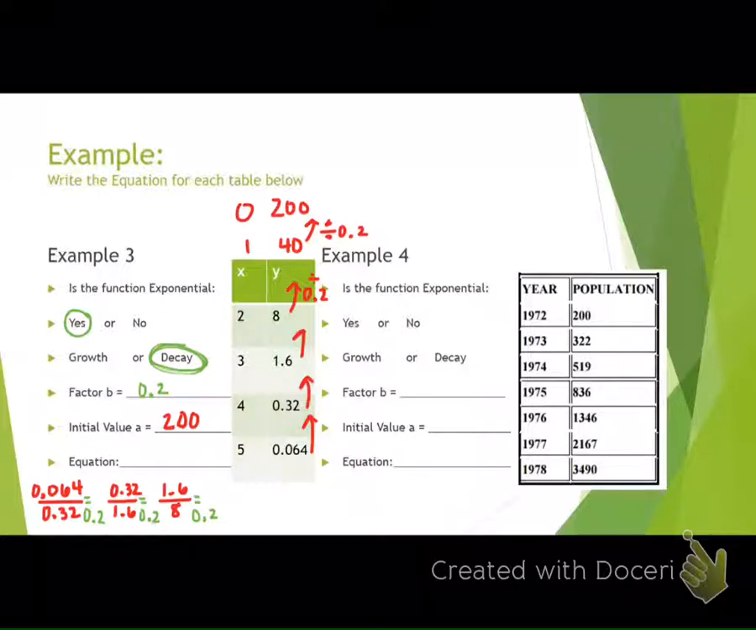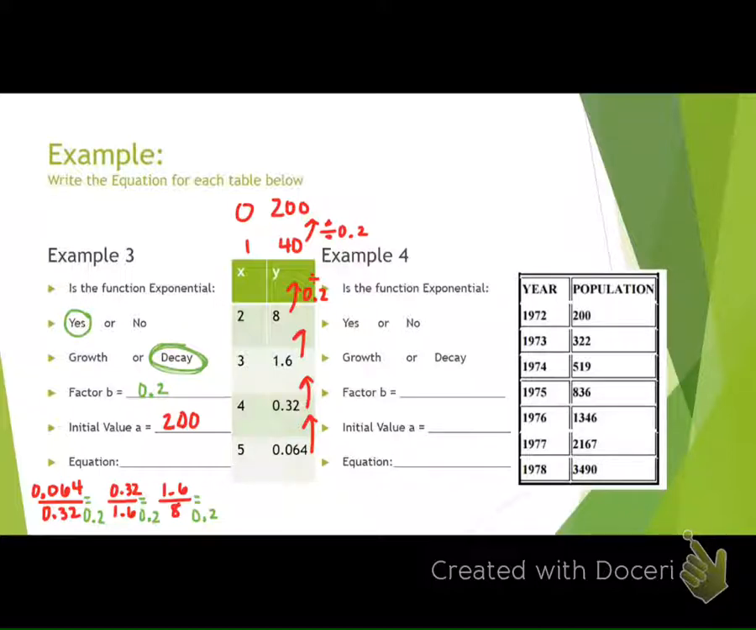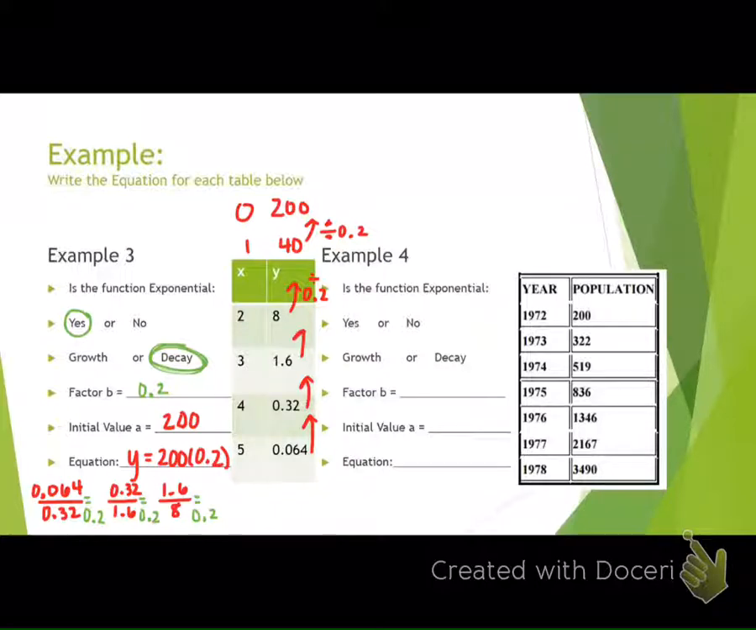Okay, guys. What's this? So, Emma, what is the equation? Y equals 200 multiplied by 0.2. What did you forget? The exponent. Which is? x. Yep, you guys keep forgetting that exponent. Don't forget that. I will mark it wrong.